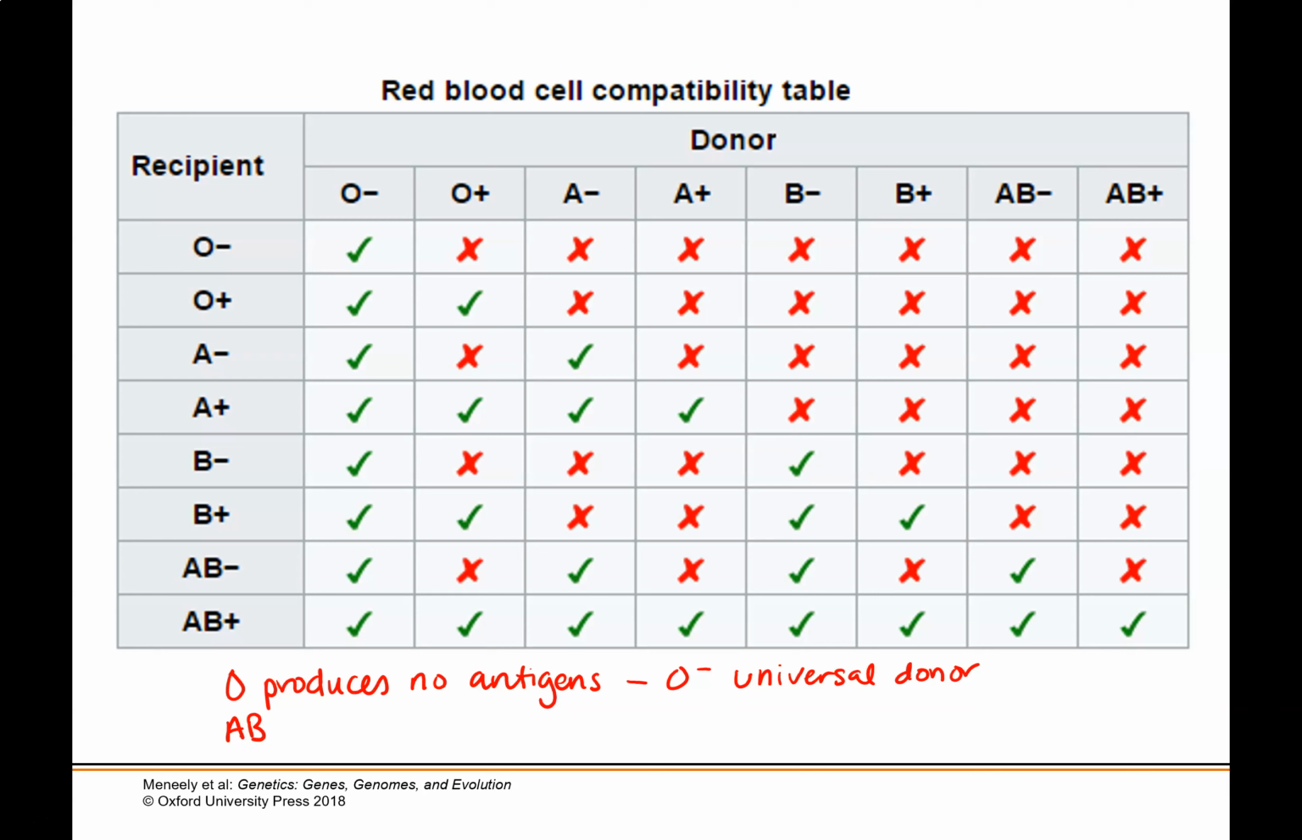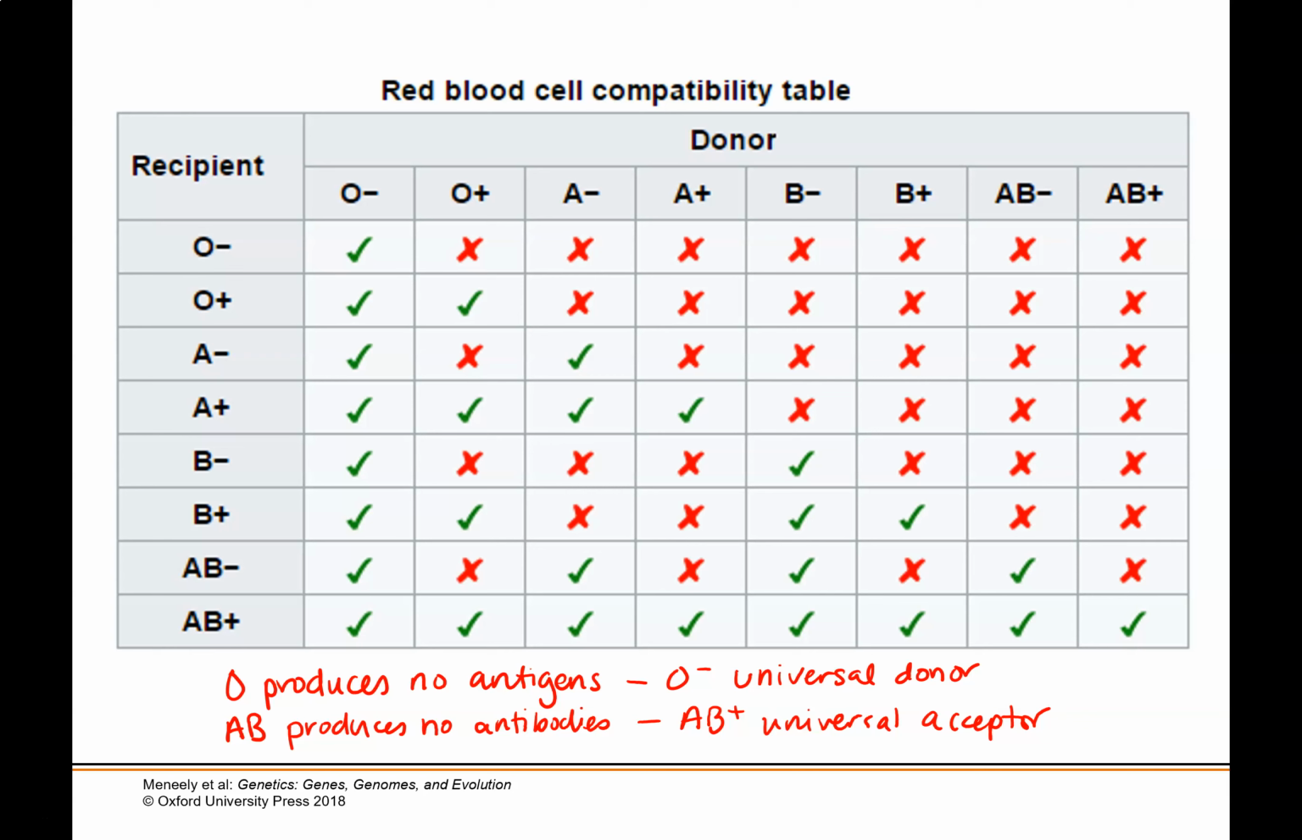AB, specifically AB positive, is going to be your universal acceptor. So AB produces both antigens, but it produces no antibodies. So it can't reject anybody else's blood type. So AB, specifically AB positive, is going to be your universal acceptor. And then we've got different combinations in between depending on what antibody-antigen combination you have.